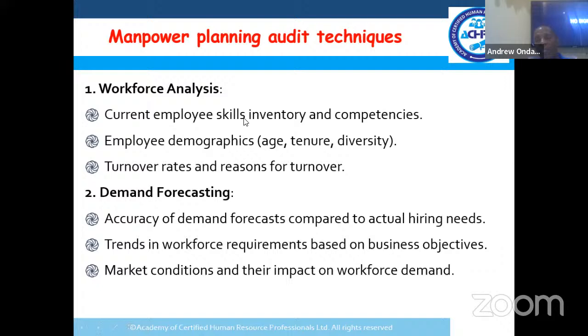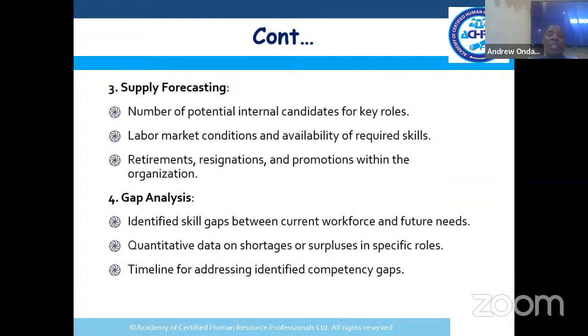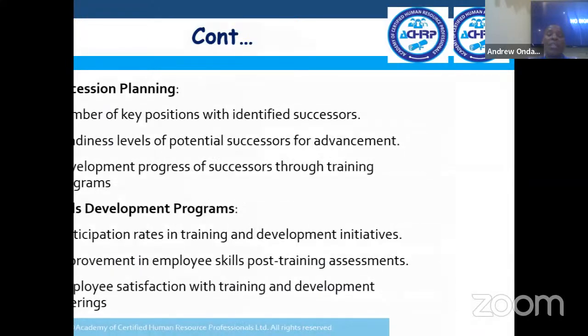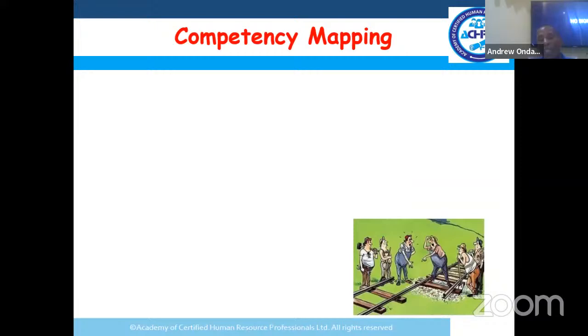If there is no other question or comment, I suggest that we move on to the next component of auditing HR systems. If you look at the little photo that I have there, I'm sure all of us have interacted with this photo before. Speaking of competency, I want to hear your reactions. What do you think about this photo?